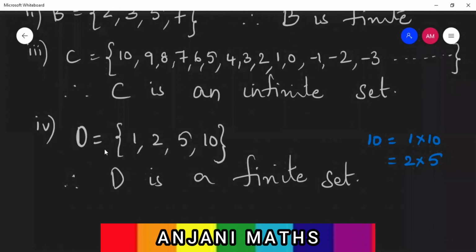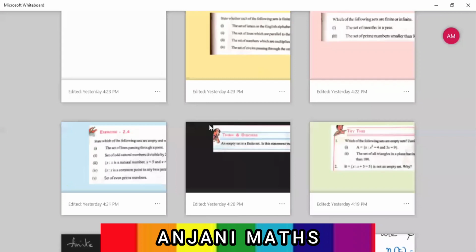D is a finite set. That's all. So by this we completed. Do this from your textbook. Let us move to the next problem. Try this.